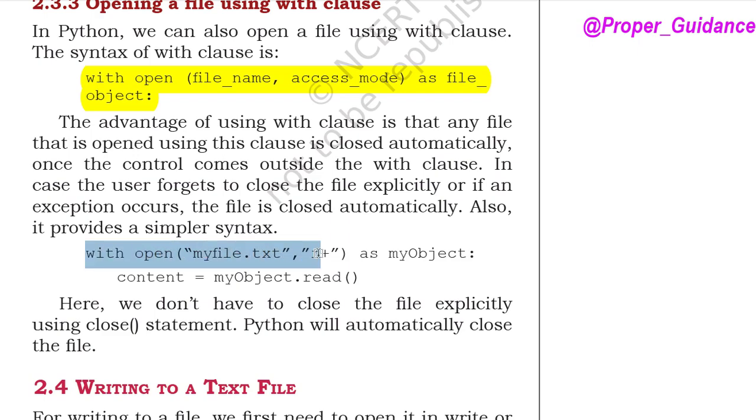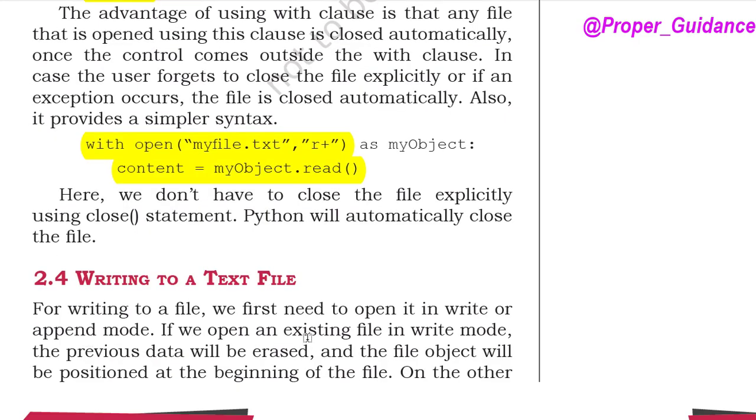With open("myfile.txt") as myObject: content = myObject.read(). Okay, and here we don't have to close the file explicitly using the close statement. Python will automatically close the file. This is the proper use of the syntax.